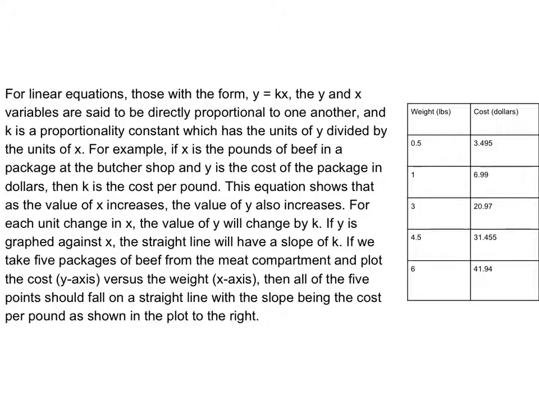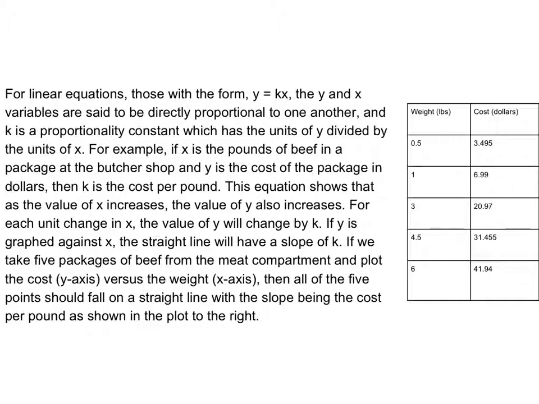This equation shows that as the value of x increases, the value of y also increases. For each unit change in x, the value of y will change by k. So if y is graphed against x, a straight line will have a slope of k. If we take 5 packages of beef from the meat compartment and plot the cost on the y-axis versus the weight on the x-axis, then all 5 points should fall on a straight line with the slope being the cost per pound, as shown in the plot to the right.